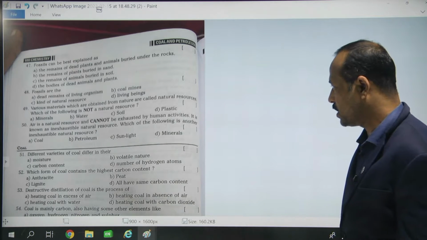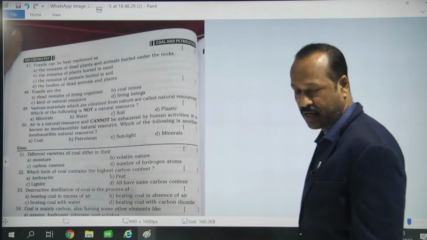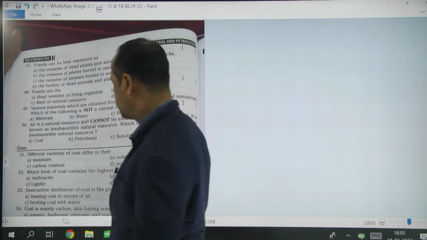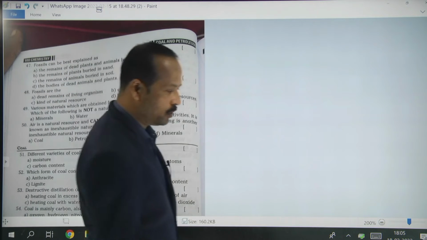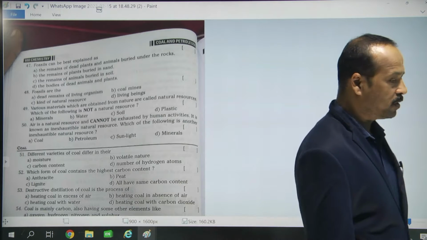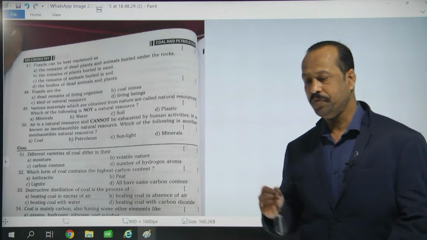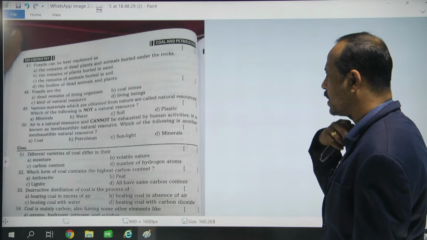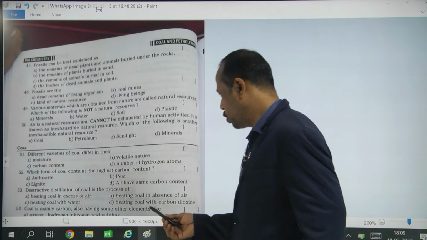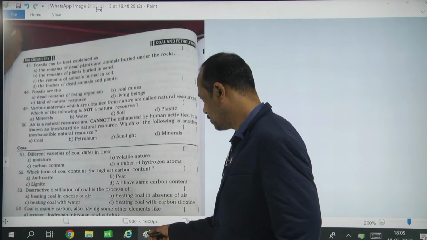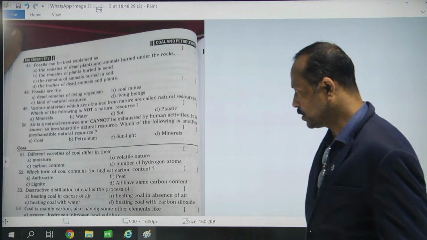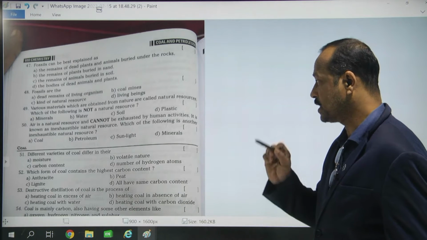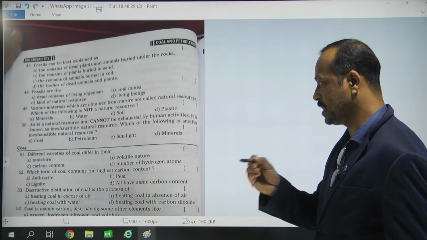Different varieties of coal differ in their... Can you see the screen? Is my screen visible to you? You can open your material, and from that material also you can answer, no issue. You can answer from your material and I can answer from here. So open question number 51 and read the question.